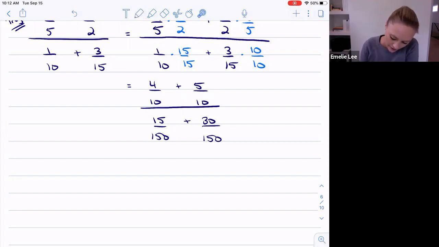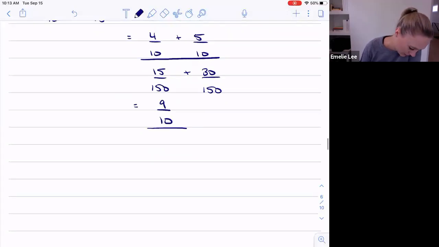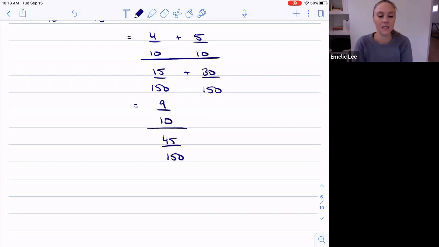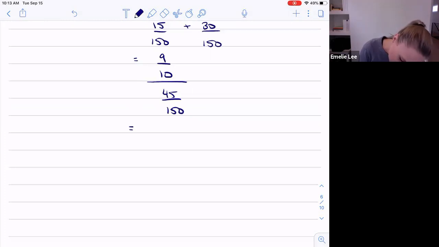So now I've got these common denominators, so I can simplify the numerator and the denominator individually. So I get 4 plus 5 over 10 is 9 over 10, divided by 15 plus 30 over 150 puts me at 45 over 150. Now I'm at that point where I've got a fraction over a fraction, right? So I'm going to take that bottom one and flip it and multiply, right? So now I'll just make a note here that this guy is going to flip and multiply.